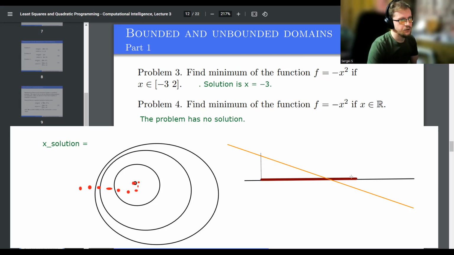Here is how it goes. So you can instantly see that the solution should be somewhere here. That should be a solution, because this is where the function is smallest. But how can we argue that this is a solution? Well, we can say, starting from somewhere, we can draw a sequence of x, which would go towards the solution.